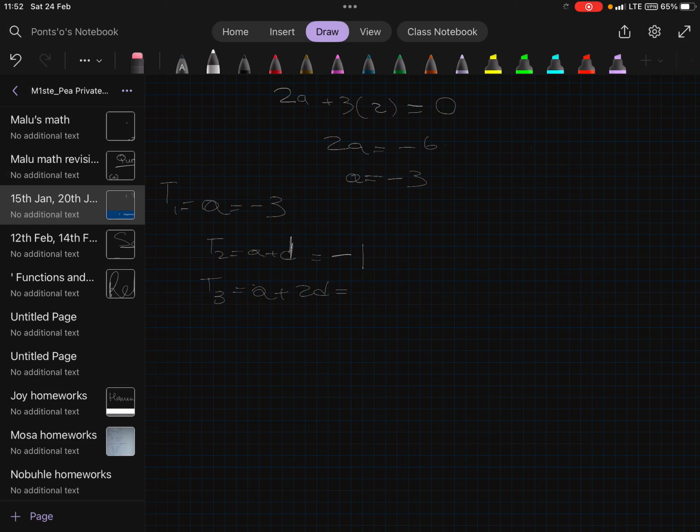If we substitute our common difference of 2 into a plus 2d and our first term of negative 3, then we get minus 3 plus 2 times 2, which is minus 3 plus 4, and that gives us 1. So our first 3 terms are negative 3, negative 1, and 1.